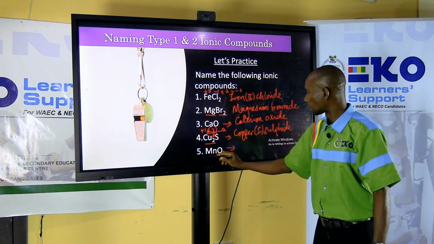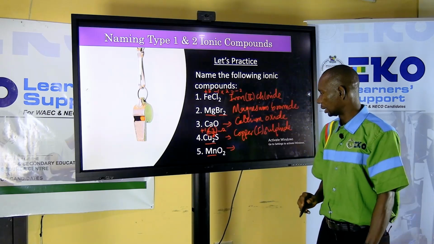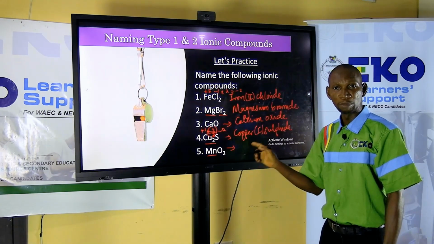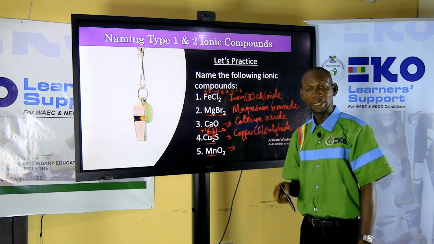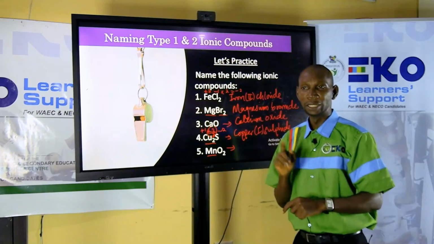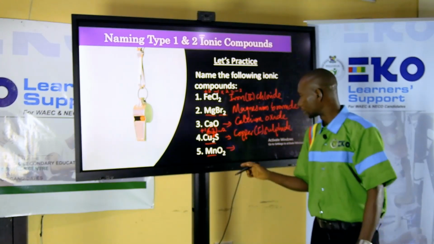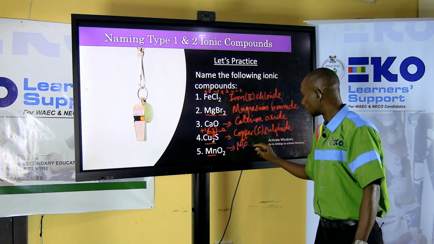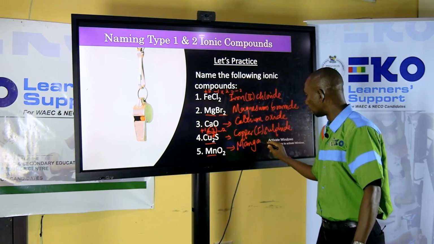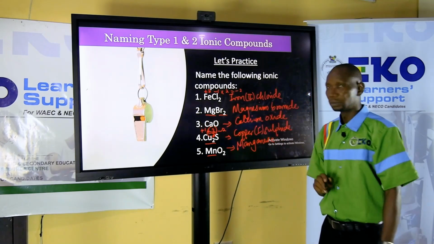Okay, now this is a type 2 metal, manganese. That's not magnesium. Don't make a mistake. Magnesium is Mg. Manganese is Mn. It is very important that you get yourself familiarized with the symbols of elements. So the first element there is manganese.